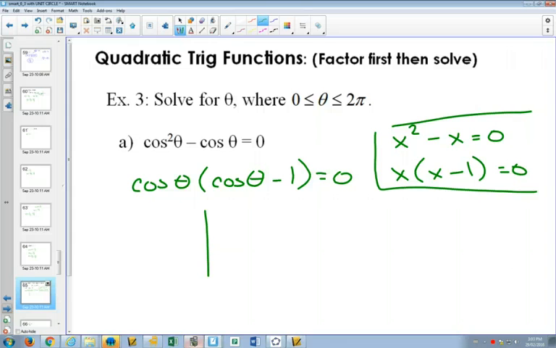Now, if we were solving with x's, you'd say x equals 0 and x equals 1, and you would be done. With sines and coses, you do the same thing. You'd say cos is equal to 0 or cos is equal to 1, but we're not done. Now we have to actually figure out what angle that is. Is our x coordinate ever equal to 0 on our unit circle?